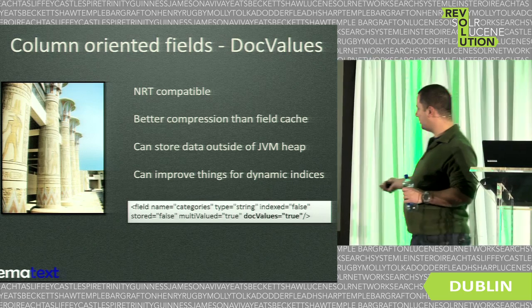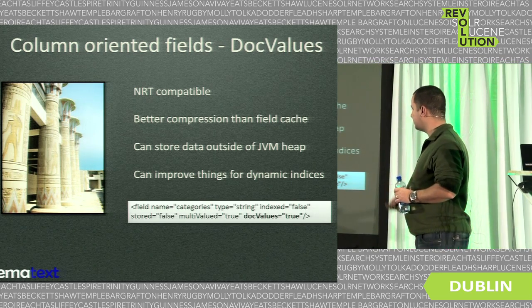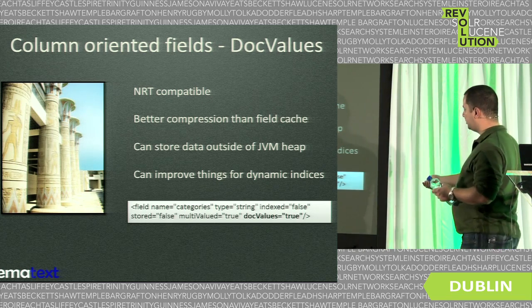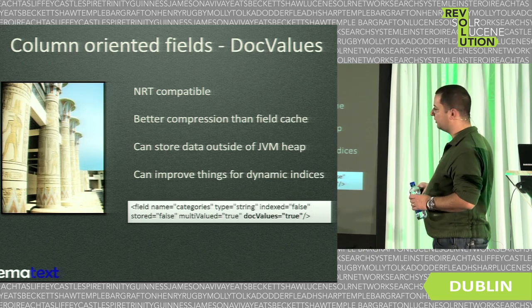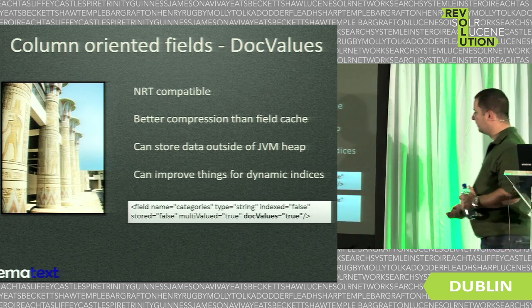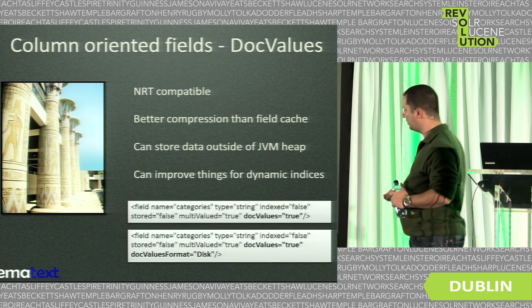In order to use DocValues, for example, for a field that's named categories, we can forget about indexing and storing that field at all. We just need to specify docValues equals true, and we will use DocValues, the column-oriented fields. In addition to that, we can store DocValues on disk.